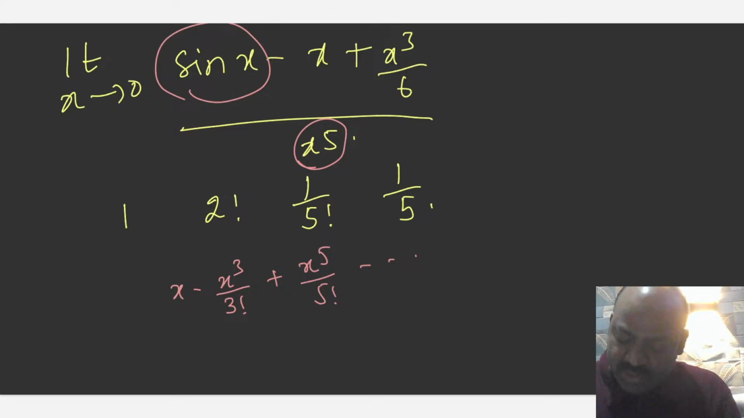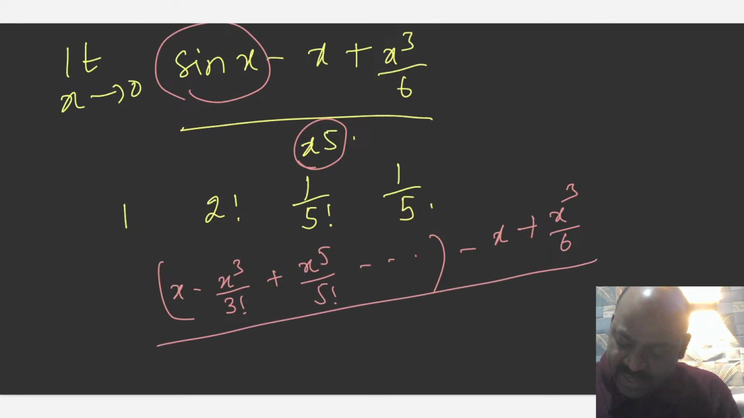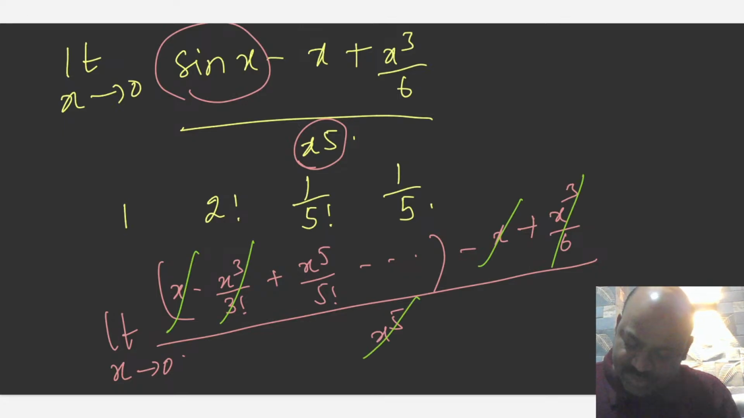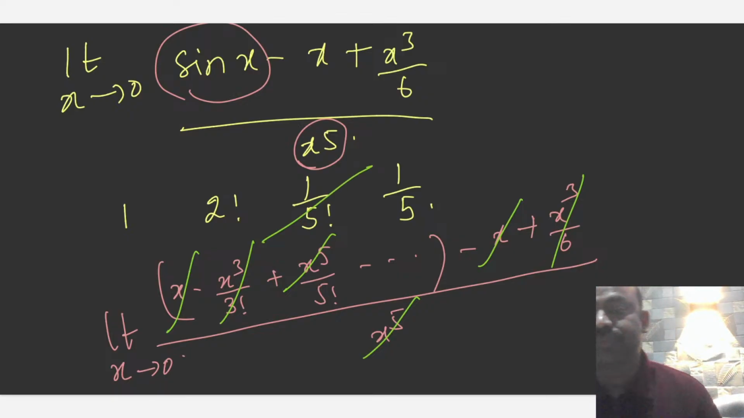That's it. And so on, minus x plus x cube by 6 by x power 5, and limit x tends to 0. Are you there? So what will happen here is, this gone, this gone, x power 5, x power 5 gone. So the answer is 1 by 5 factorial. Yes, if you got this beautiful thing, we are applying expansions. Beautiful questions these.